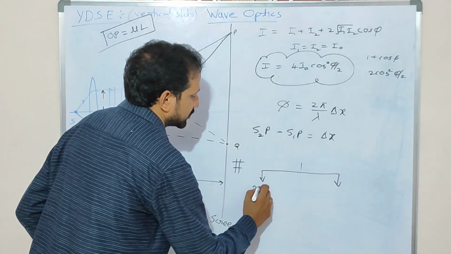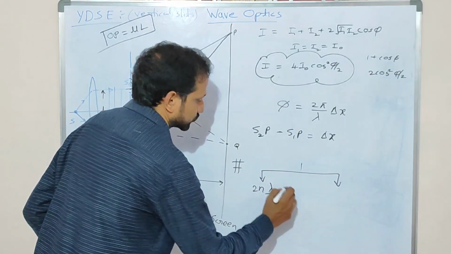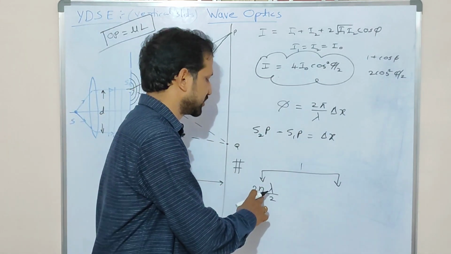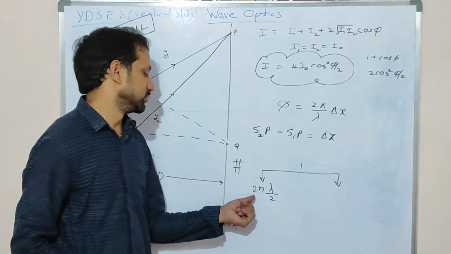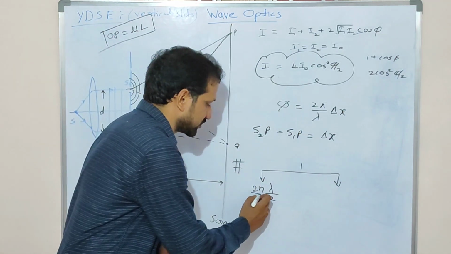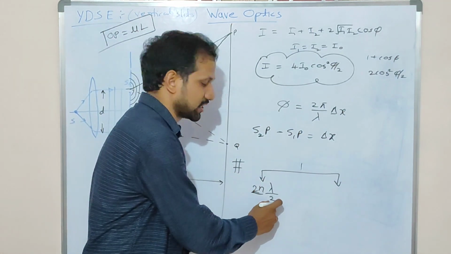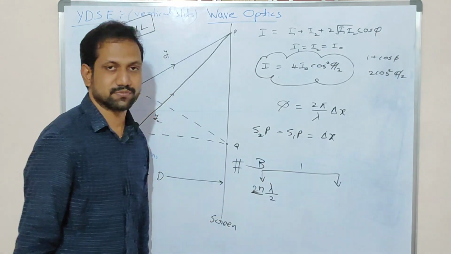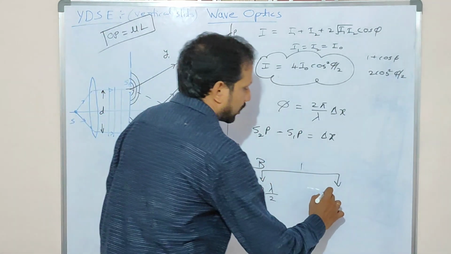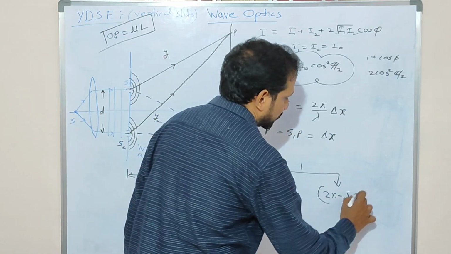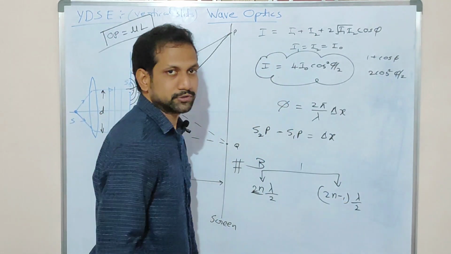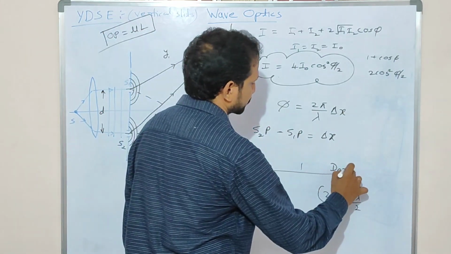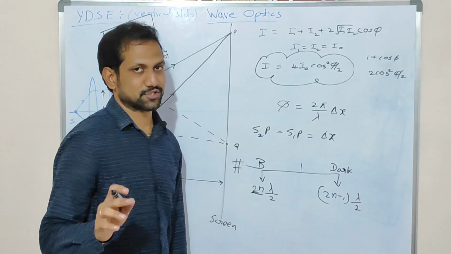If it is integer multiples of lambda by 2, some books even write 2n, since multiples of 2n are always even, right? Even multiples of lambda by 2 give constructive interference, and the corresponding fringe is a bright fringe. If it is odd multiples of lambda by 2, then it is going to be a dark fringe. It is destructive interference.